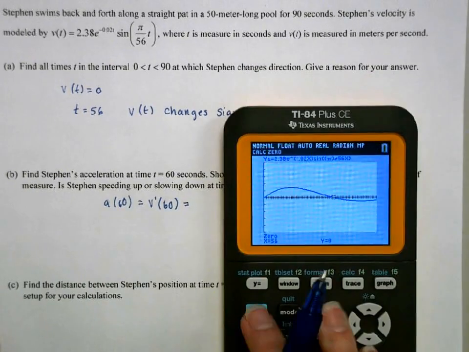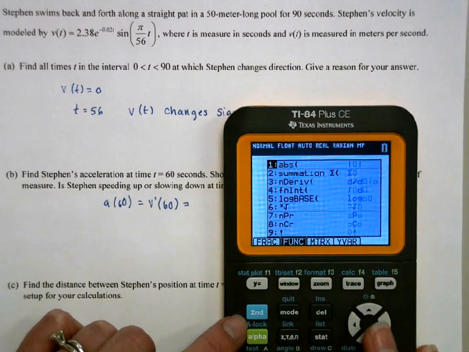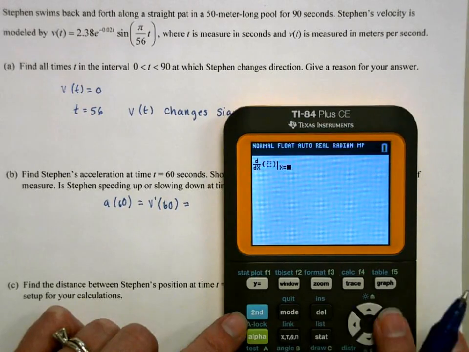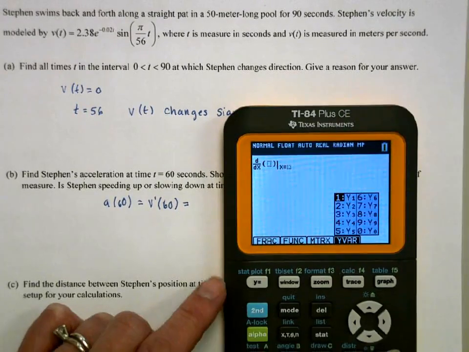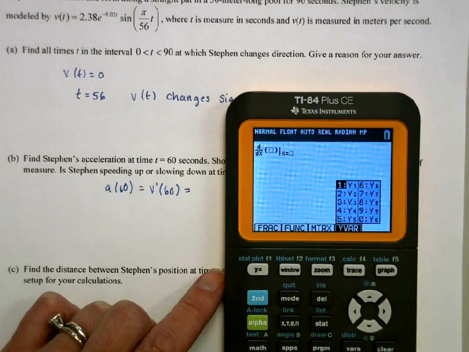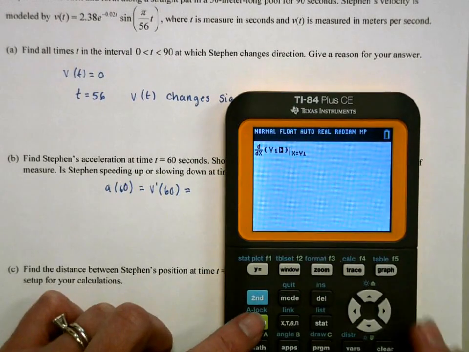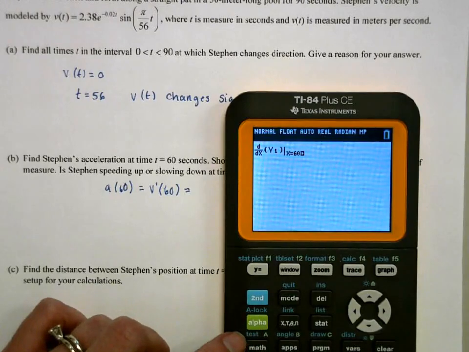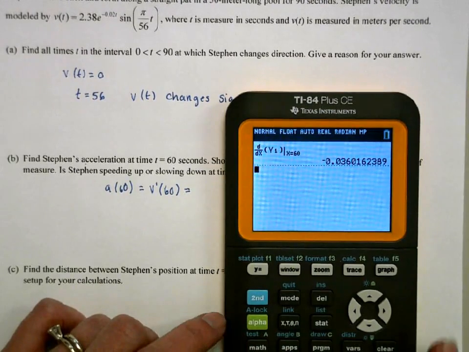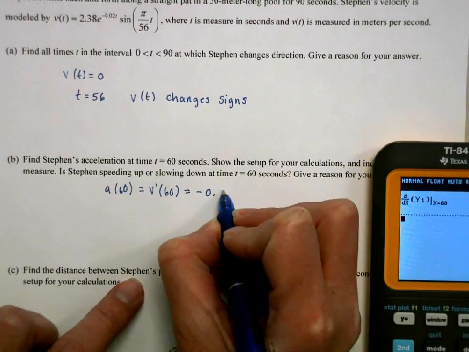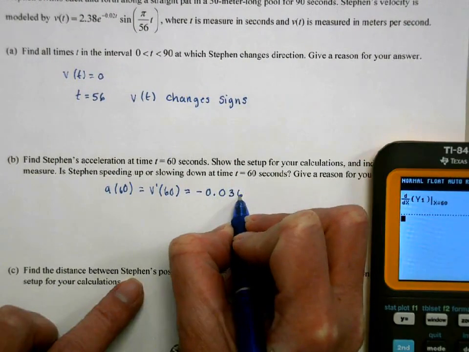Okay, so we're going to let the calculator do this for us. We go to our F2 shortcut menu. We are doing the derivative of y1, which is in our F4 menu. Oh, not there. At x equals 60. Okay, we want to be accurate to at least 3 decimal places, so negative 0.0360.